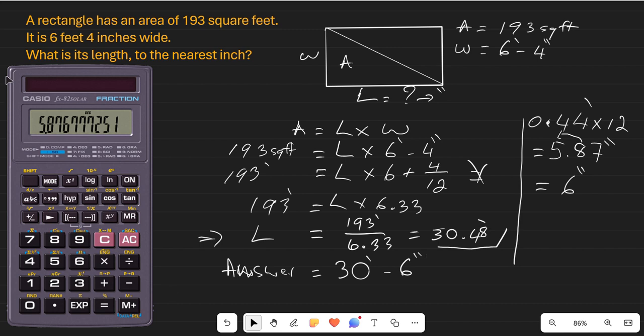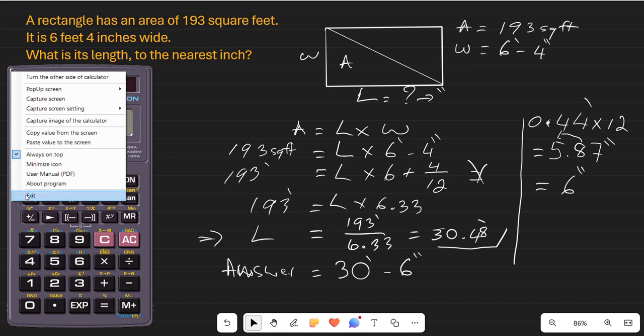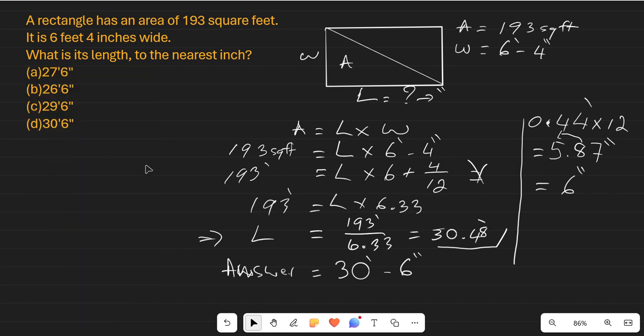So take a look at the answers here. The right answer is number D, 30 feet 6 inch. Yeah, that is the right answer.